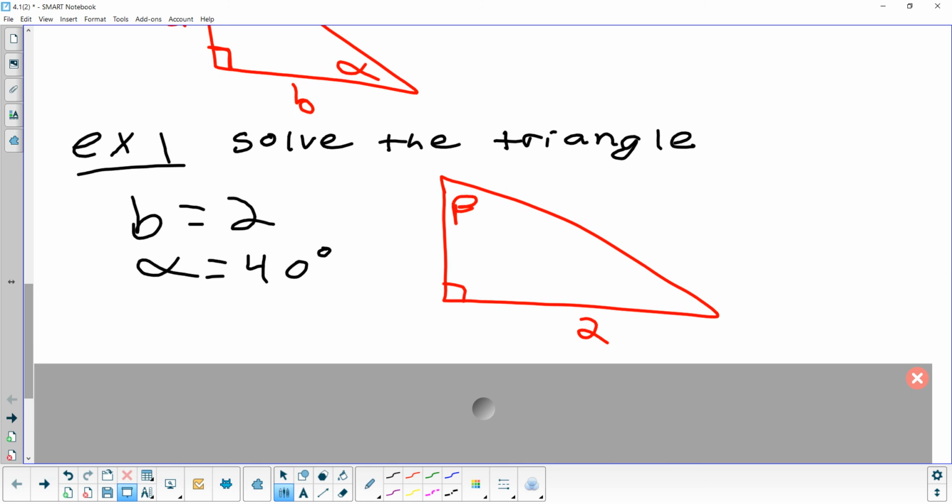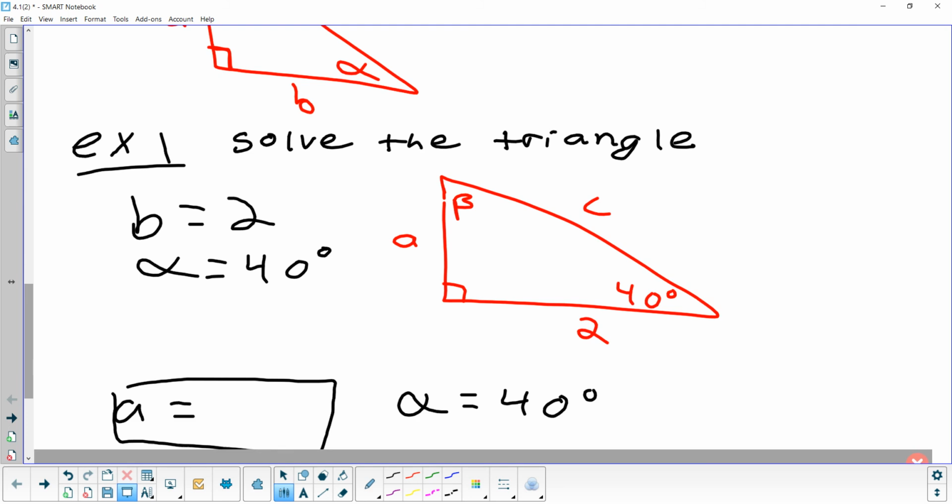Beta, we don't know. Try to draw that a little better. Alpha, we do know. It's 40. A, we don't know. C, we don't know. So all I've done is label on that diagram everything that was given. A is across from alpha, B is across from beta, and C is across from the 90. Okay, questions on the diagram?